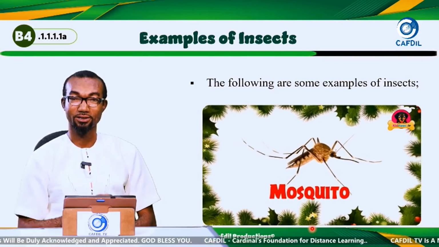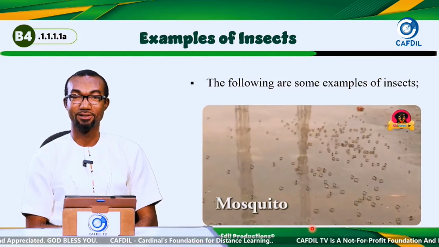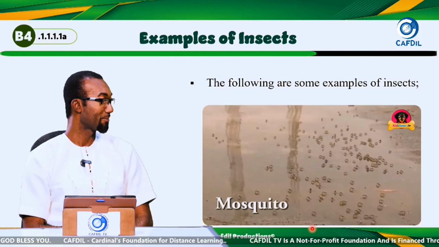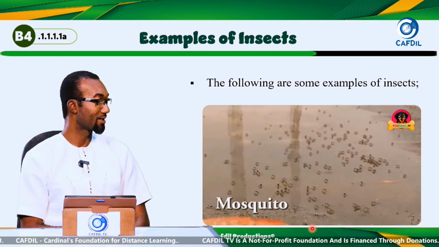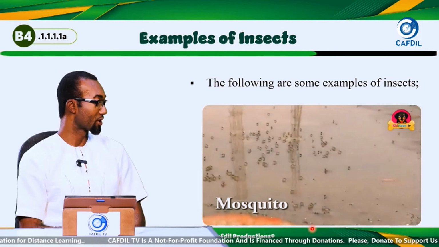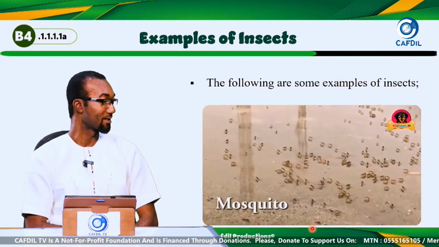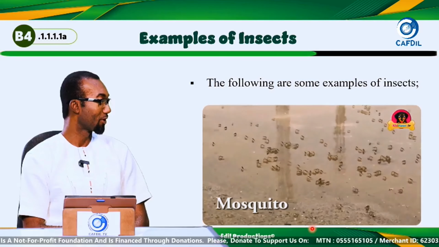The next one is the mosquito. We all don't like mosquitoes. During the night, they disturb us a lot, and they also give us a disease called malaria, so we don't like the mosquito. So the mosquito too is an example of an insect.